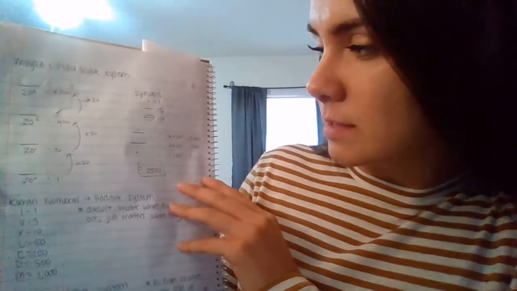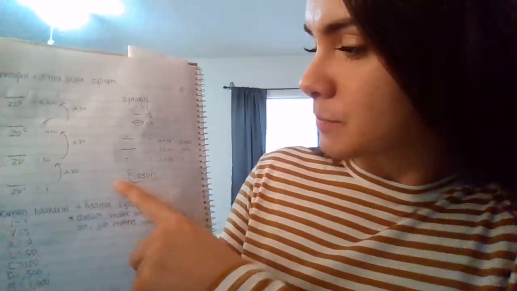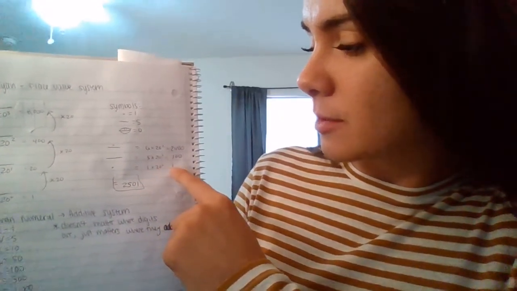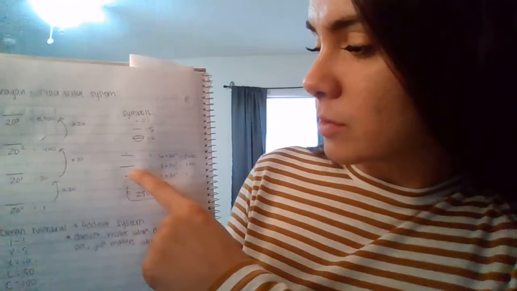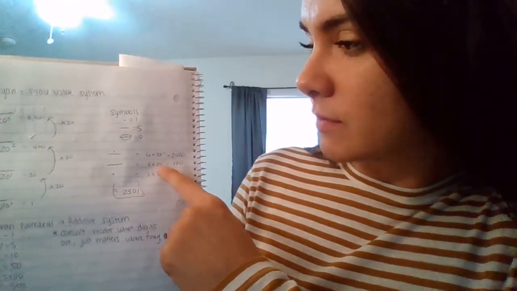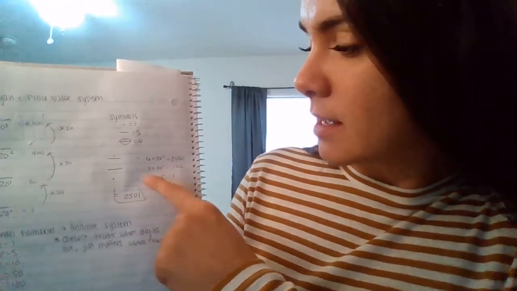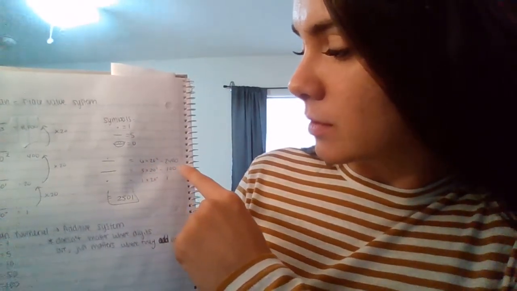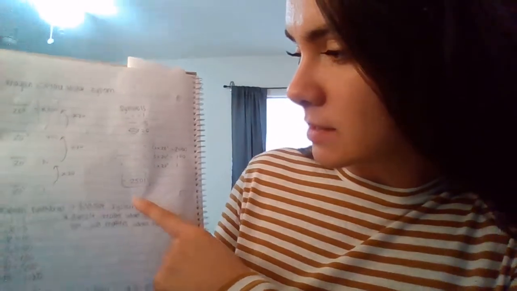So an example would be, we have a dot here that represents 1 times 20 to the 0, which would be 1. And then we have a horizontal line, 5 times 20 to the first, which is 100. And then 6 symbol times 20 to the second, 2,400. Add them up to get the total.